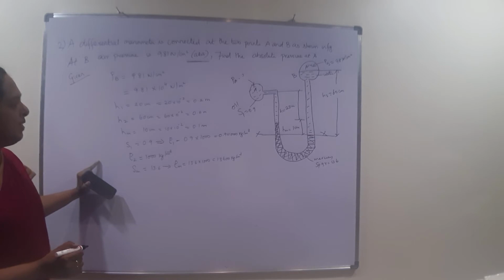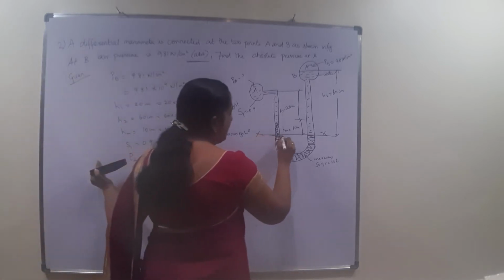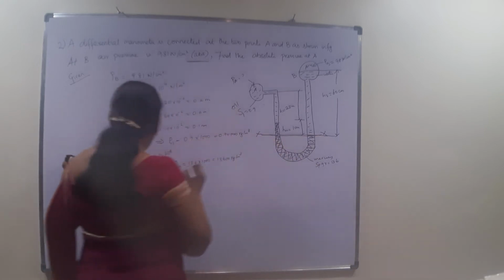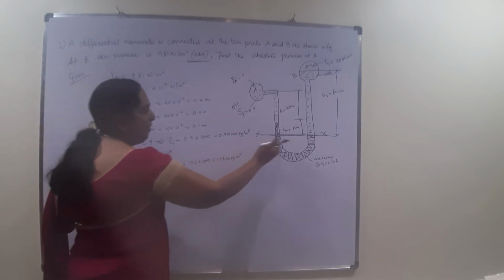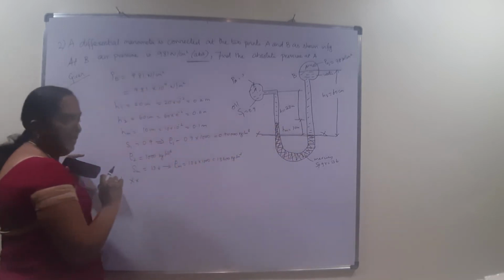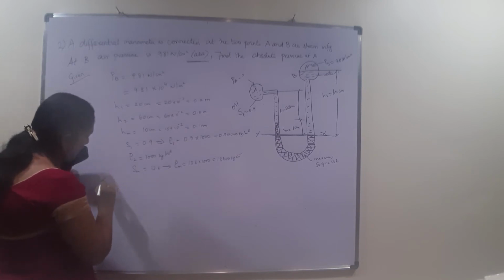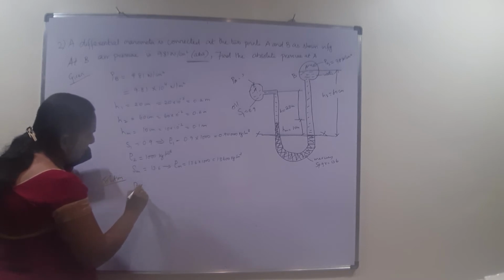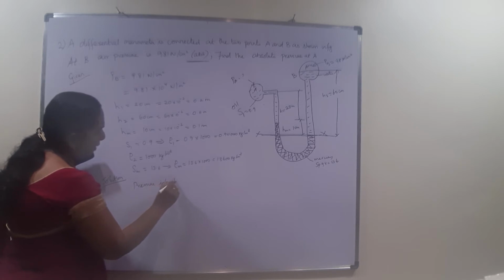Now, at the datum line, which is horizontal, at this datum line XX, at equilibrium the pressure in the left limb will be equal to the pressure in the right limb. First we will find out the pressure in the left limb. So when you go to the solution, find out the pressure intensity in the left limb.